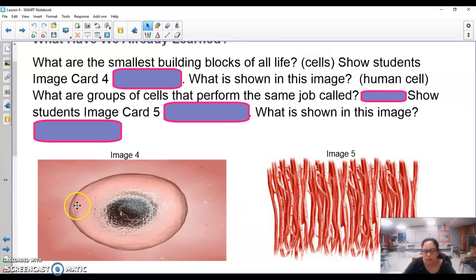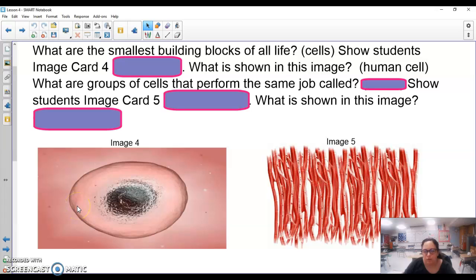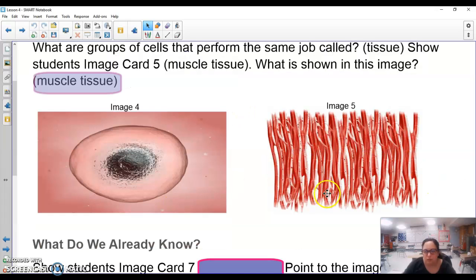And what are groups of cells that perform the same job called? Tissues, which are right here. Okay, so these are tissues. This is muscle tissue.